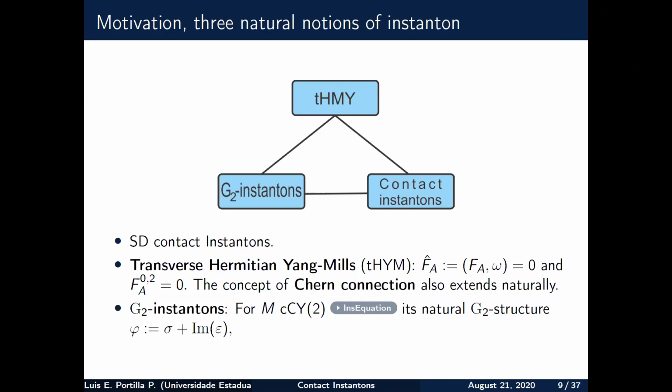I have a question. Sure. Could you repeat the last conjecture about the Sasaki-Einstein manifolds?